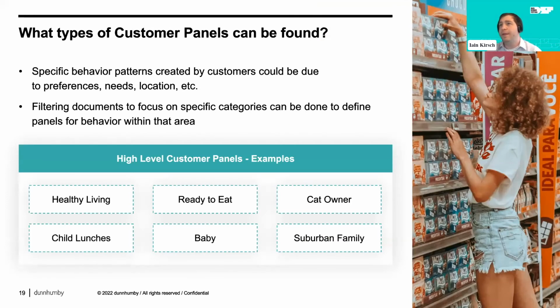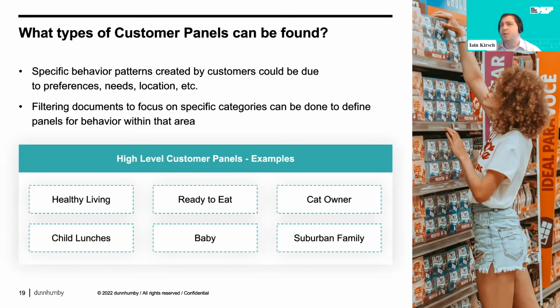So the next kind of question that many people would have is, what types of customer panels can we find? From our experience, we've found a couple of specific types of topics generally, and those tend to align with things like preferences. By preferences, this would be something like healthy living, where they tend to purchase healthier products. It's more of a lifestyle thing or a preference of the types of products they like to purchase.